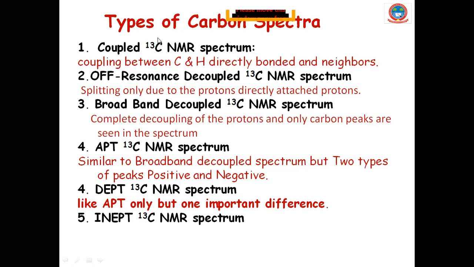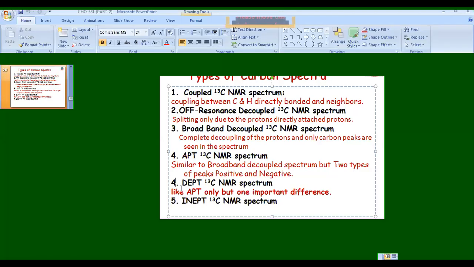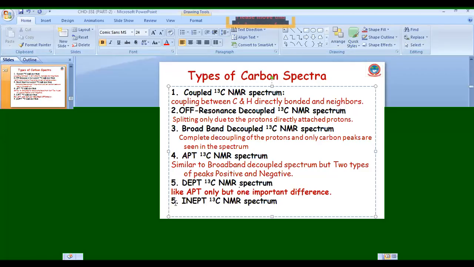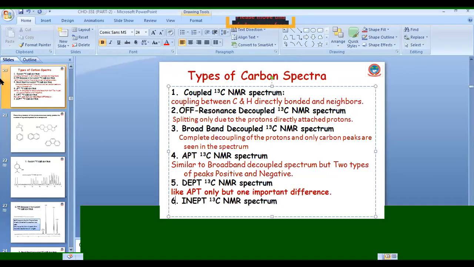So one of them is coupled carbon 13 spectrum. Another is off resonance decoupled. Third is broadband decoupled. And fourth is APT carbon 13 spectrum. And this DEPT, okay, DEPT, this is the fifth one, and this is the sixth one. Oh, sorry, there are six, okay.